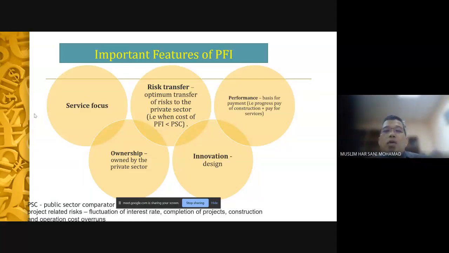If you look at this, there is a comparison. They call it PFI. The cost of PFI should be lower than the public sector comparator, PSC. The public sector comparator is basically the cost if the public sector agencies or the government develop the facilities themselves. How much would that cost, as compared to doing it under PFI? To justify a PFI project proceeding, the cost to the government should be lower. And then there should be optimum transfer in terms of operation and finance.